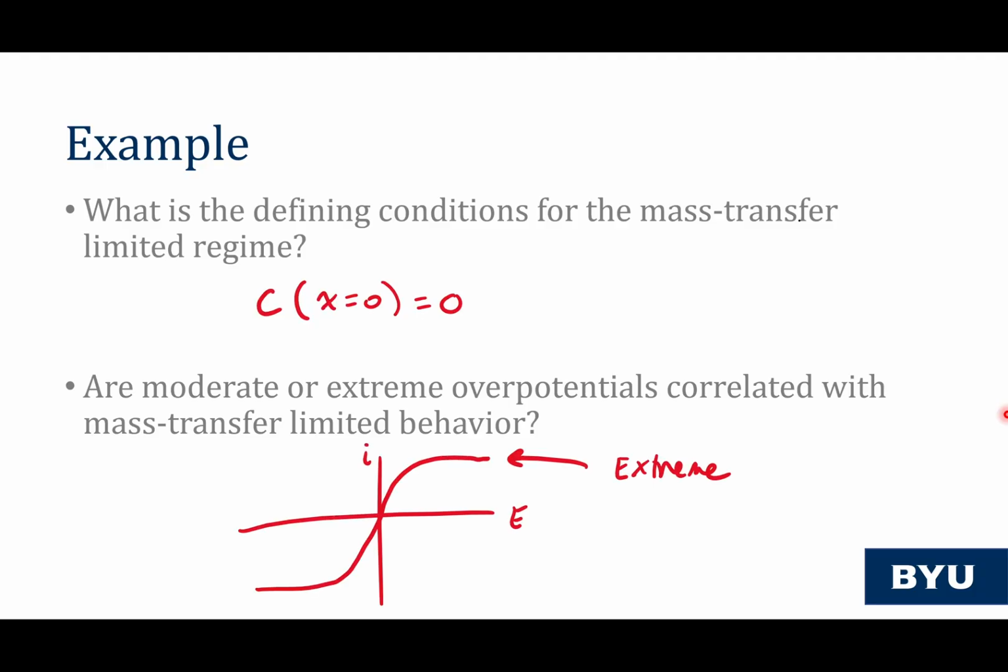Okay. So the defining condition for mass transfer limited regimes is when the concentration at zero distance, right at the electrode, is equal to zero. So in this case, kinetics has taken us as far as it can go. You can't have less than zero reactant at your electrode. And so that means that now we're just relying on how quickly we can bring the analyte to the electrode. And then if you think back on the overpotential curve, you can remember that mass transfer limited behavior, these plateaus, they occur at the extremes.